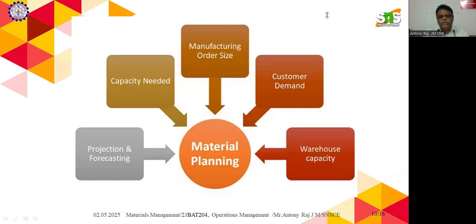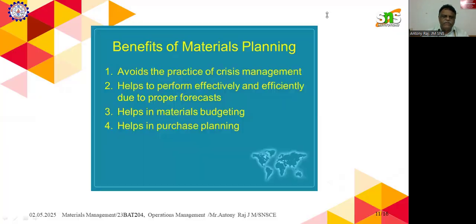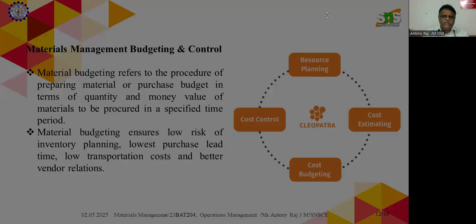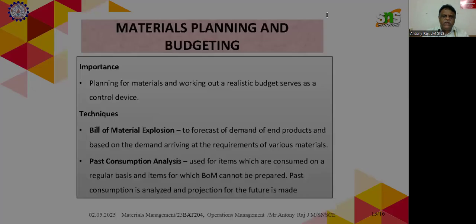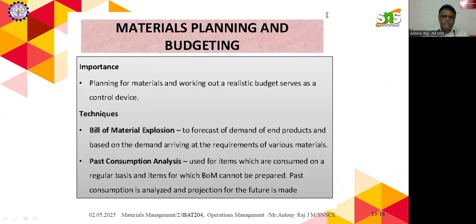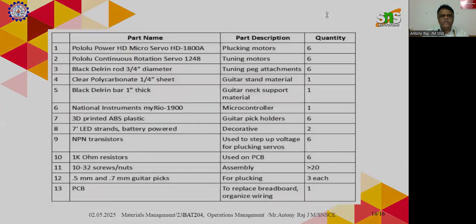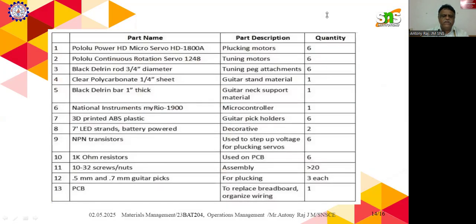This is one more aspect which comes under material planning. First, we start with projection and forecasting. Then we go for the capacity needed. Then there is the manufacturing ordering size, how much you should order, the customer demand, and warehouse capacity. These are some of the benefits of material planning, which are very clearly obvious. And this is some of the importance of material planning. There is also something called the bill of material, a documentary thing where we work out what raw materials are required, and past consumption. This is an example of a sheet.